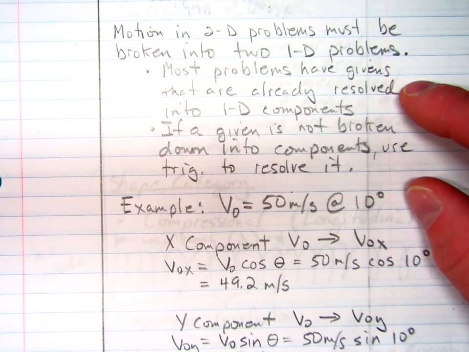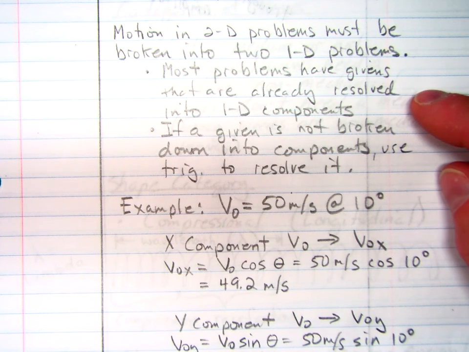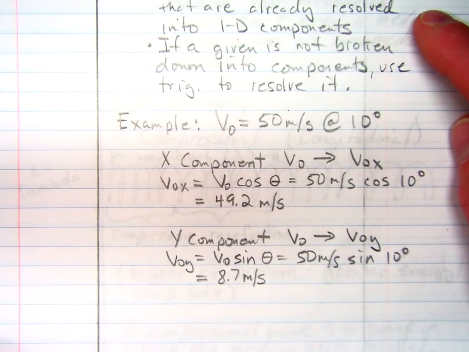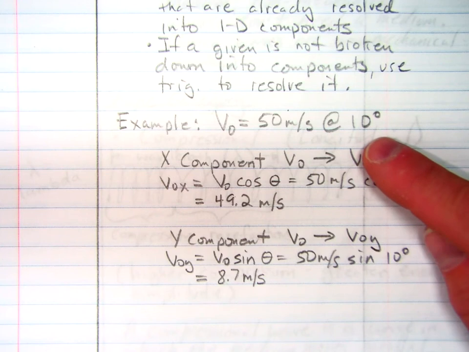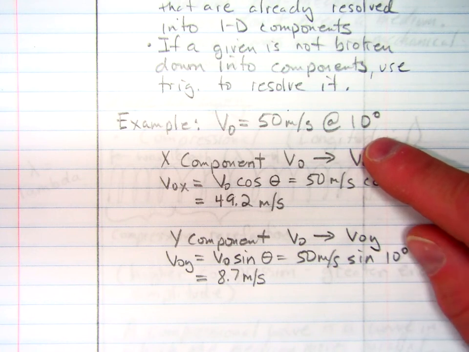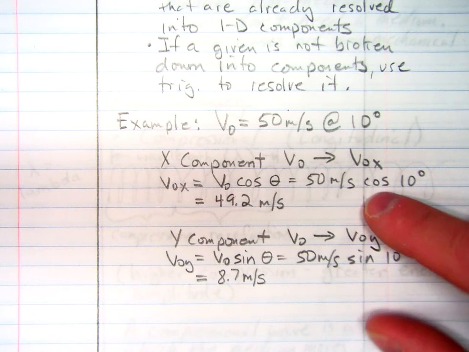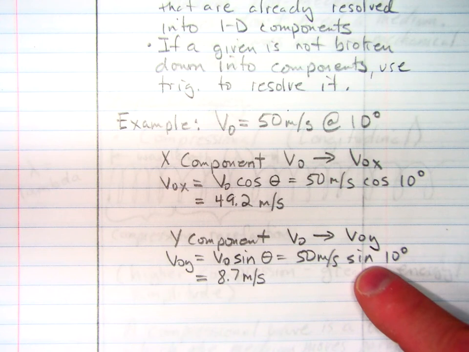Most problems that you're going to get are going to be already broken into 2 one-dimensional parts, but sometimes you have to break 2-dimensional vectors into 2 one-dimensional vectors, and you do that using trig. We covered that at the beginning of the year. Here's an example. If I have an initial velocity of 50 meters per second at 10 degrees, I can find that initial velocity vertically and horizontally using trig. Use the cosine function to find the x component of the initial velocity, and use the sine function to find the y component of the initial velocity.